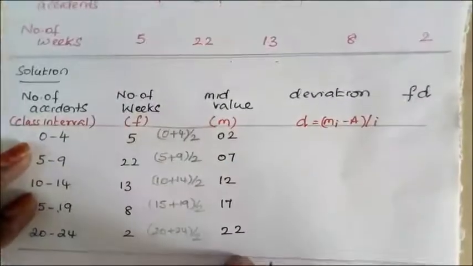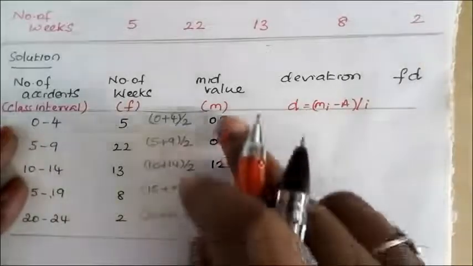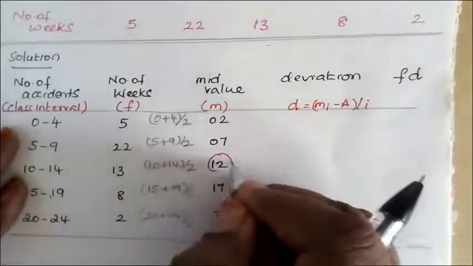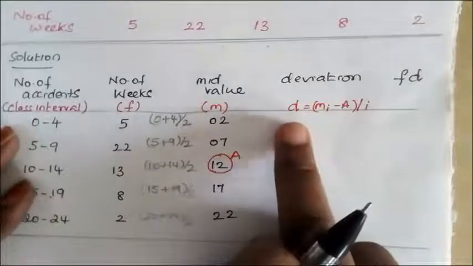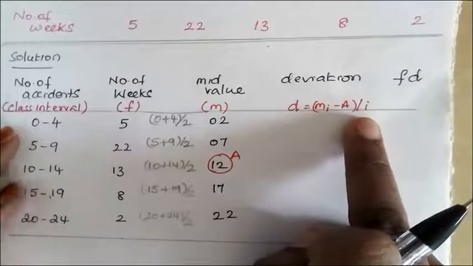After getting the mid value, we have to take an assumed mean. Assumed mean is any one value among the mid values. Here I am taking this 12 as the assumed mean. With the mid value and A, you can find out the deviation. But to get the deviation, you need one more value, I. I is the width of the class interval.